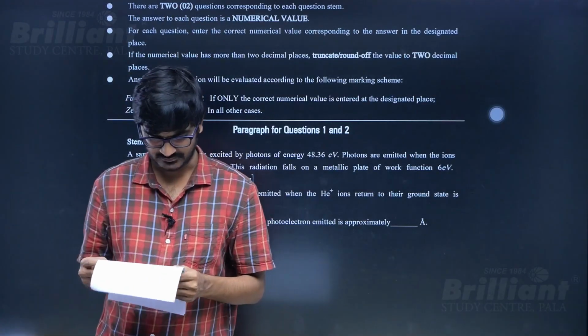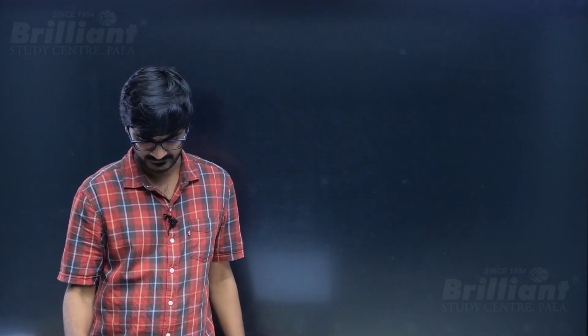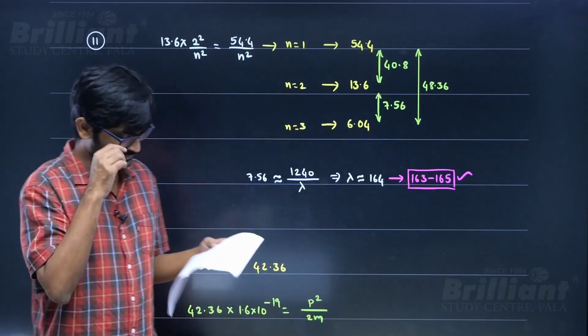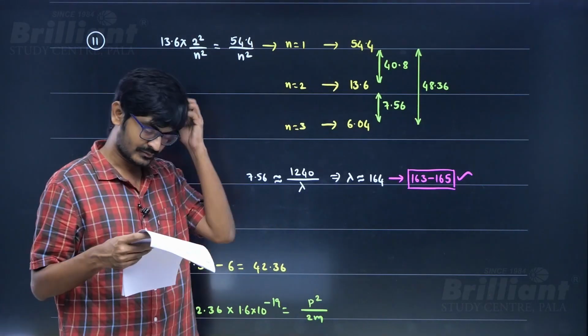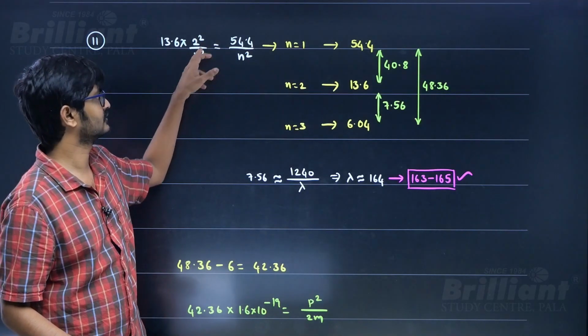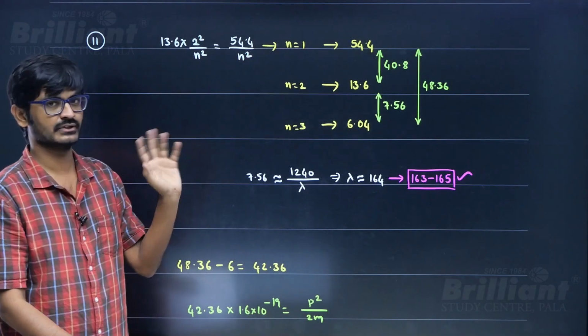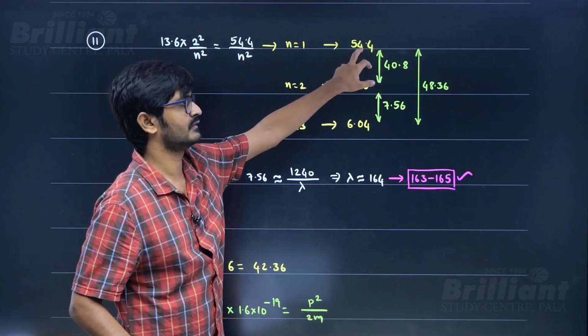In the next question, a sample of helium plus ions. So helium plus, I am looking at the energy levels. So energy of the system is going to be 13.6 into Z square by n square, which is 54.4 by n square. I am just looking at the magnitude. If n equals 1, it is going to be 54.4.